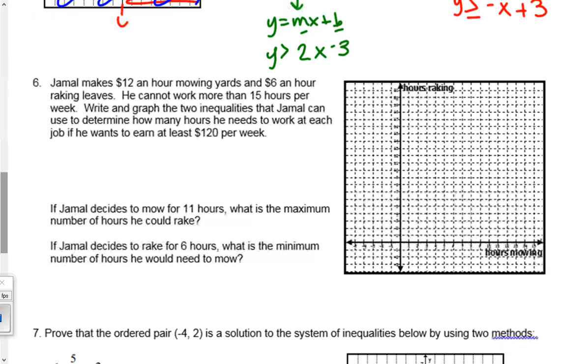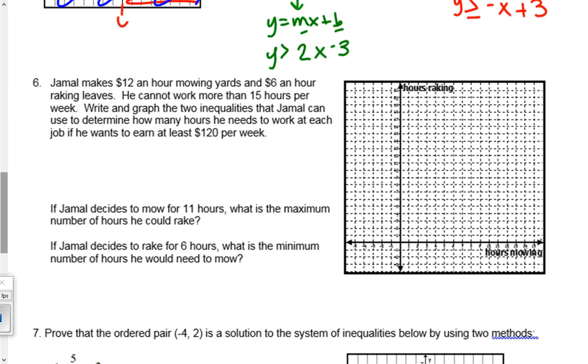Alrighty, number 6. So this problem actually brings in a situation, which is when we would actually use these things in the real world. So Jamal makes $12 an hour mowing yards and $6 an hour raking leaves. He cannot work more than 15 hours per week. Write and graph the 2 inequalities that Jamal can use to determine how many hours he needs to work at each job if he wants to earn at least $120 per week.